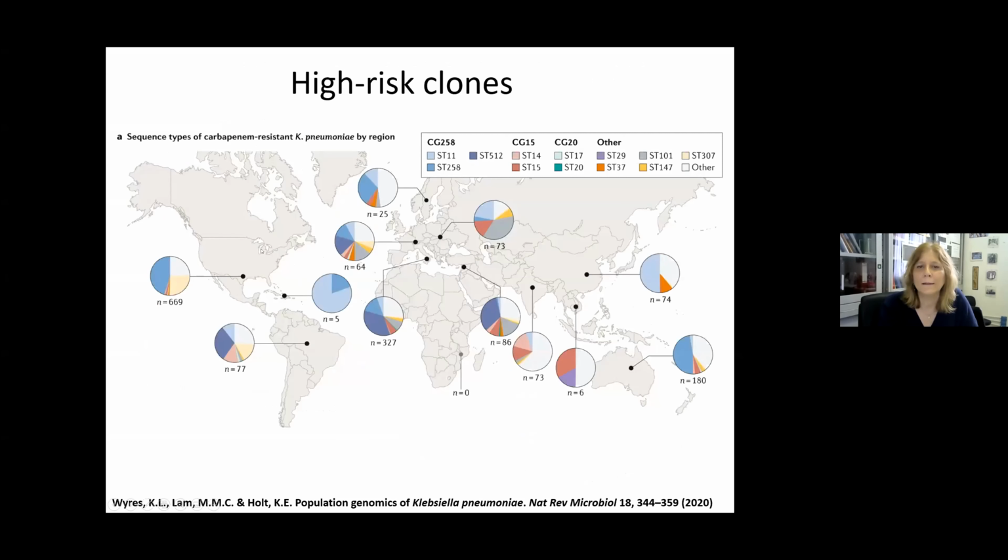This is the definition of high-risk clones, those that are distributed around the world. And you see this is Italy. We experienced some outbreaks of high-risk clone Klebsiella starting from 2008. And different species and different types have been collected during the years. In this report, you see mostly we had 258 and 307, as I told you.